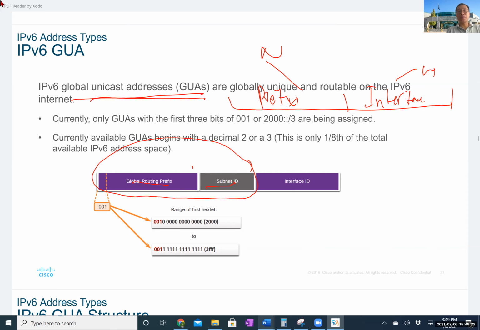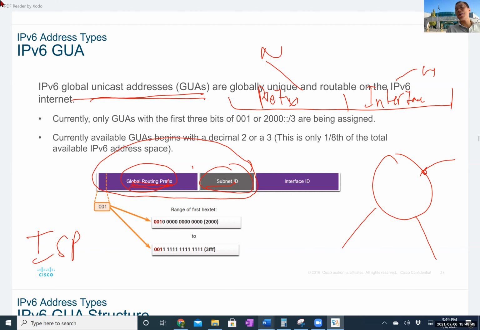The global routing prefix is the one given to you from the ISP, the internet service provider, and you cannot change it. That is the IP address the ISP gave to you. And the subnet ID is something you think about. You have the router, and you have three interfaces here. So we can break it down: this one is one network, this one is the second one, and this one is the third one. And you can work with the subnet ID here. And the interface ID is the whole host portion here.